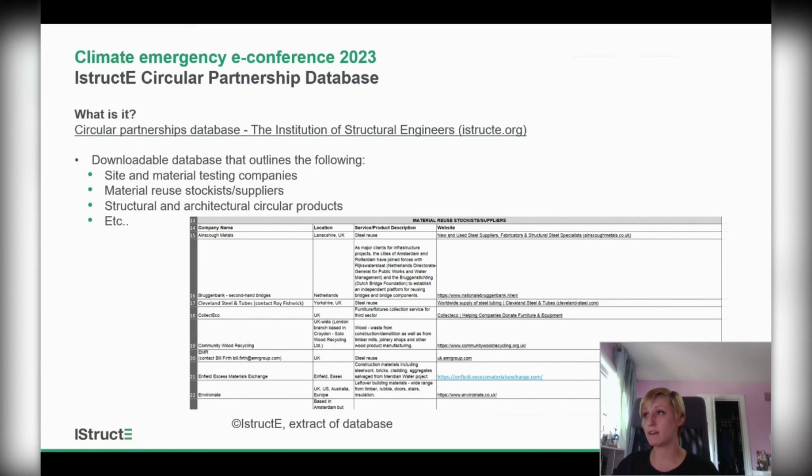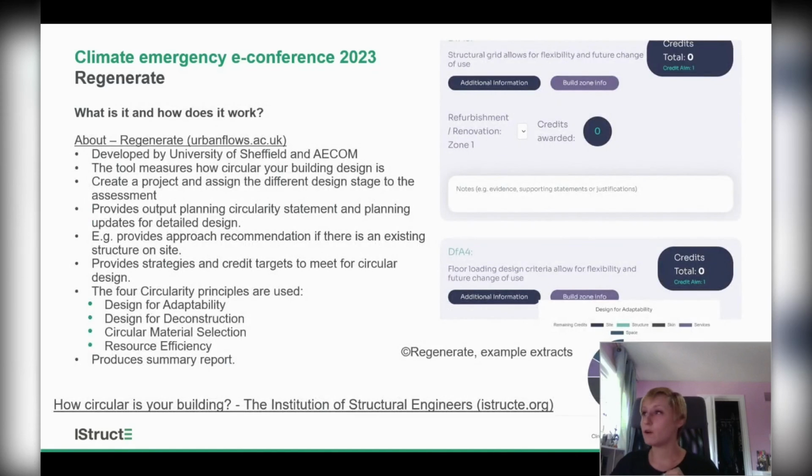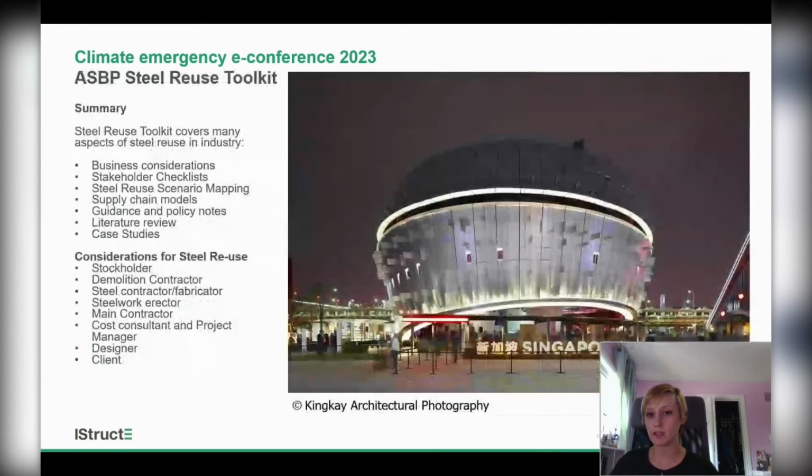In addition to that, there is also the Circular Partnerships database that is from the IStructE, and that can be found on the IStructE website. So Regenerate is another tool. I'm not going to go into detail about this because there is a publication on the IStructE website about it, but it is similar to what I've previously mentioned, where you're putting in your design and it's trying to tell you how circular your design is, depending on different parameters and considerations that you implement.